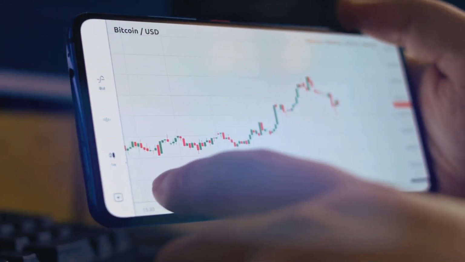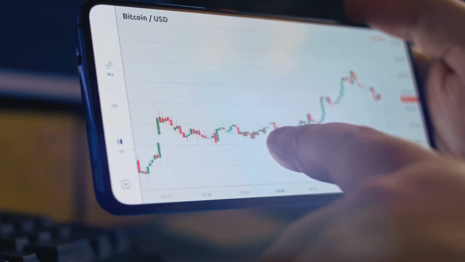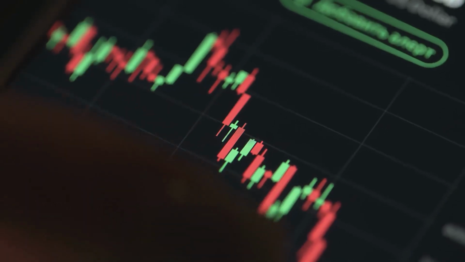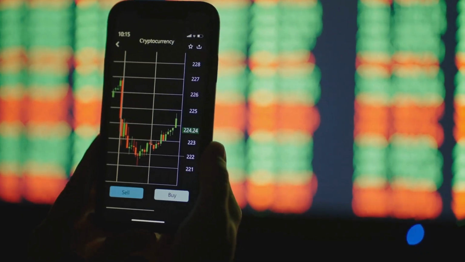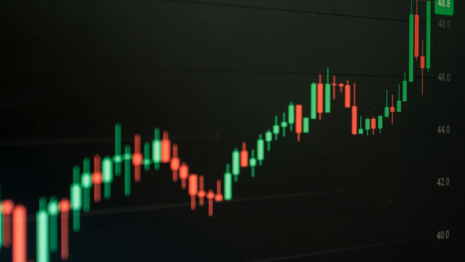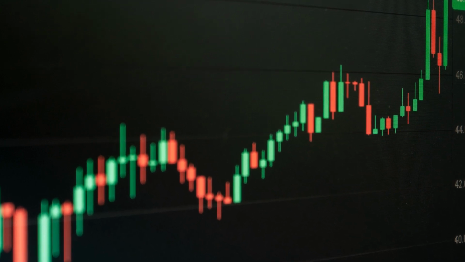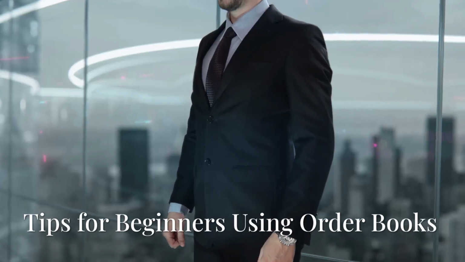The top of the book, with the highest bid and lowest ask, is the focus. The bid-ask spread indicates market liquidity. Order book depth shows volume at various price levels. Large orders at specific points, known as buy or sell walls, suggest support or resistance. Be cautious of spoofing, where orders are placed without intent to execute.